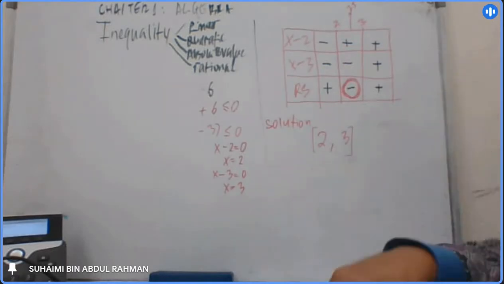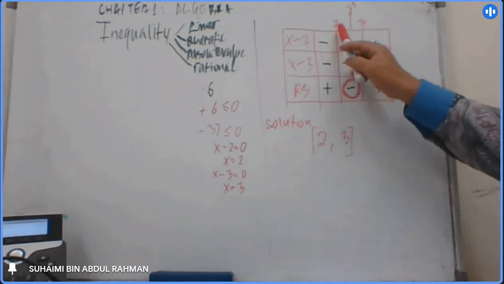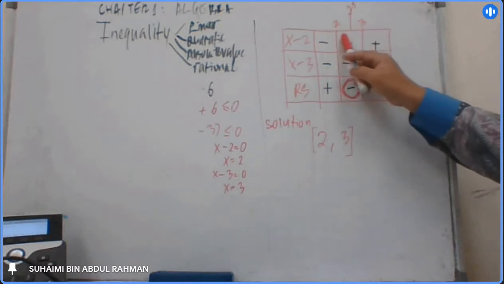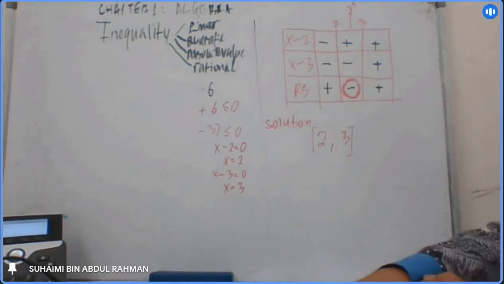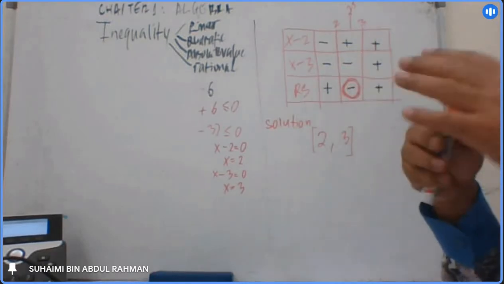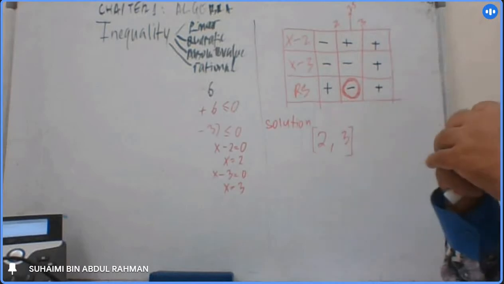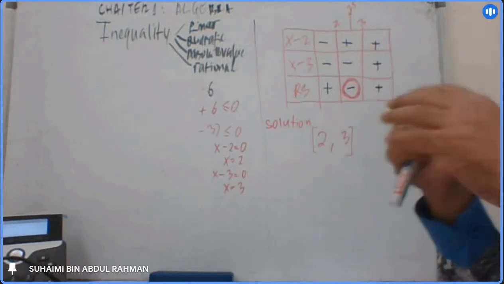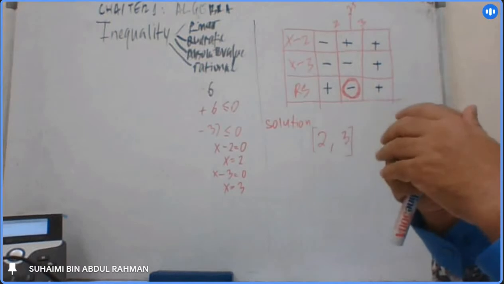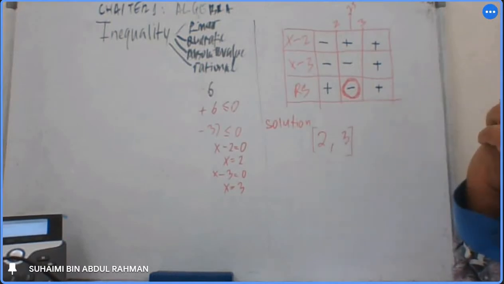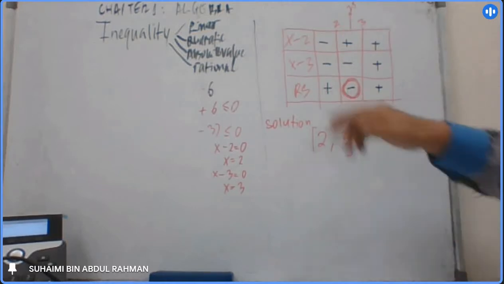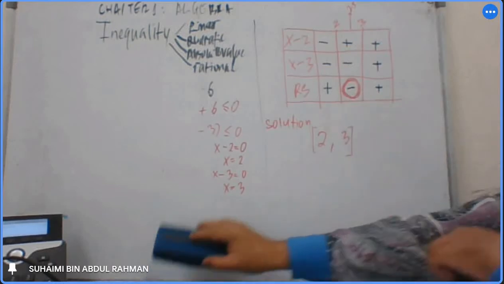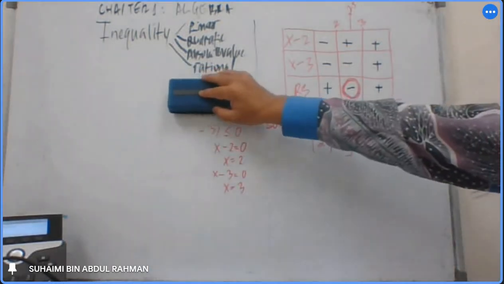Yes, sir. Thank you. So please bear in mind that between number 2 and number 3, we have several numbers. When we talk about real numbers, definitely we have several numbers, not just 2 straight to 3: 2.1, 2.2, 2.3. Then at the end, you look at the resulting sign.